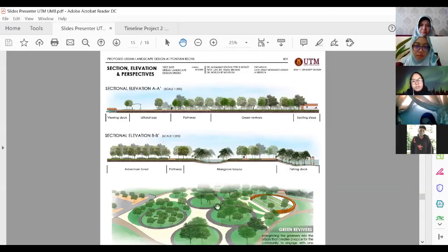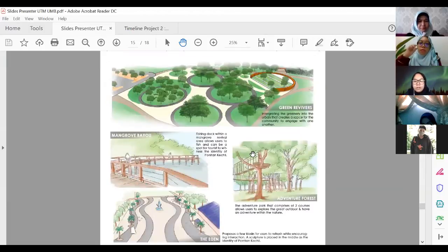Next to it is the Green Revivers. As I said, it's now a place that integrates the greenery into the urban. You can see from the perspectives I've drawn. It includes a hammock grove and also sitting steps. This is to provide a gathering area for users that integrates with nature.